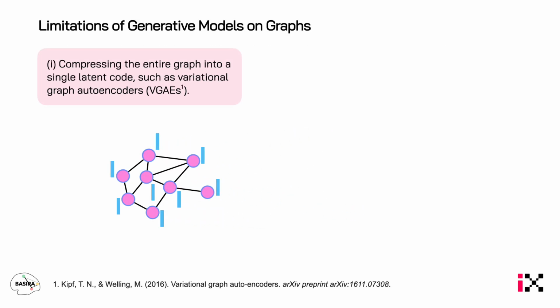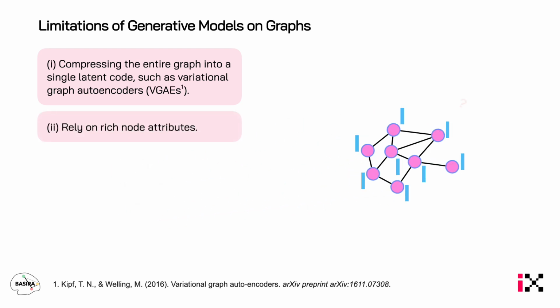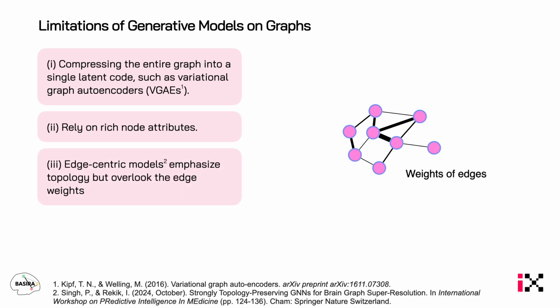Now, let's talk about limitations of generative models on graphs. First, some models compress the entire graph into a single latent code, thereby blurring fine-grained local motifs. Second, most generative models rely on rich node attributes that brain connectomes typically do not provide, which diminishes reconstruction quality. Third, edge-centric models like dual graph frameworks emphasize topology but often overlook the accurate prediction of edge weights, sacrificing quantitative fidelity.